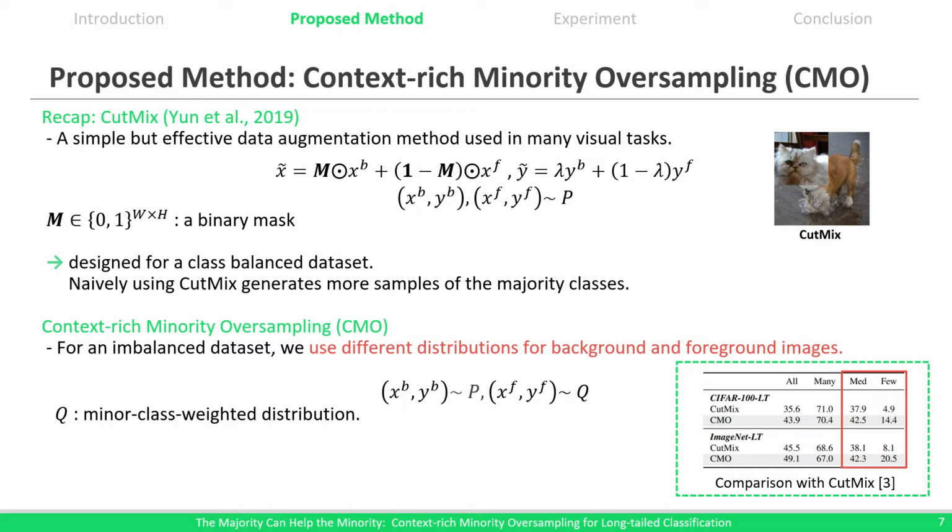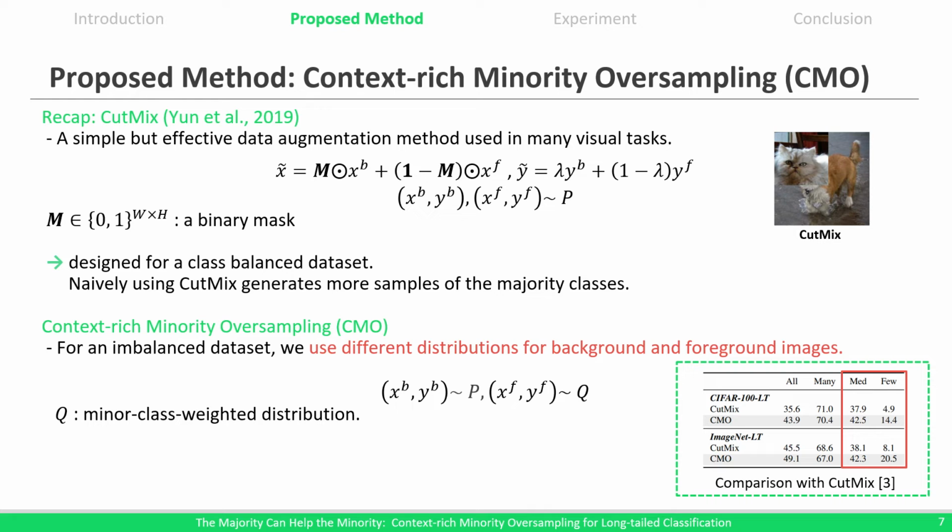Therefore, for an imbalanced dataset, we propose to use different distributions for background and foreground images. Here, the background image X_B follows the original distribution to sample diverse contexts, while the foreground patch X_F follows a new minor class weighted distribution so that we can oversample minority classes.